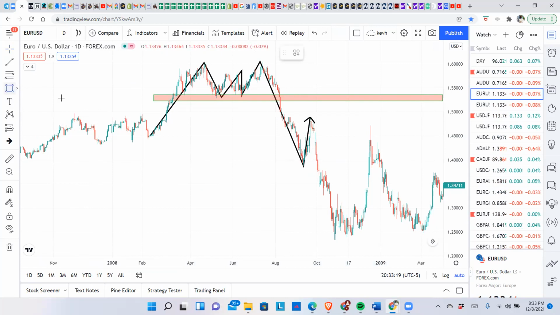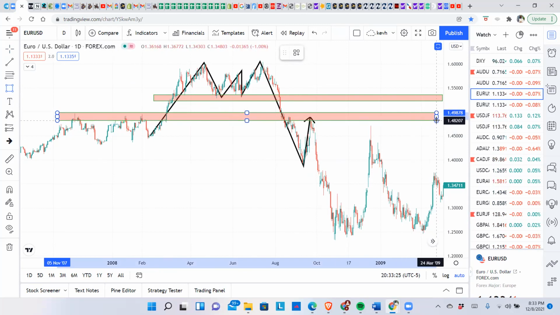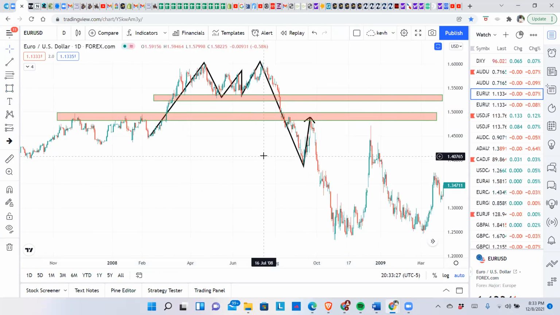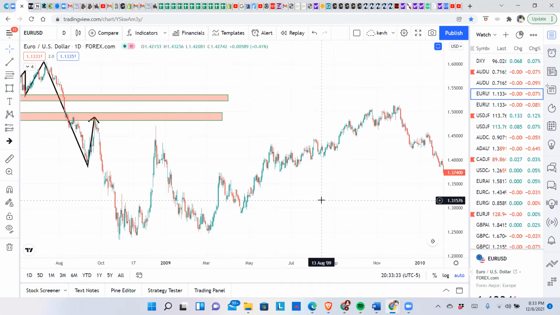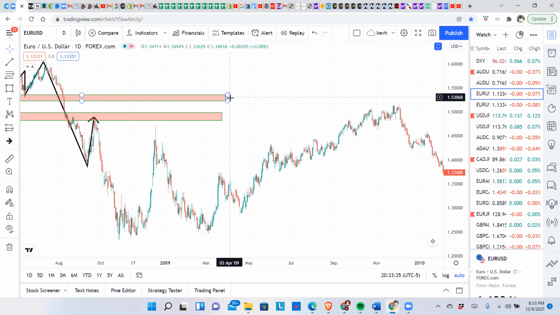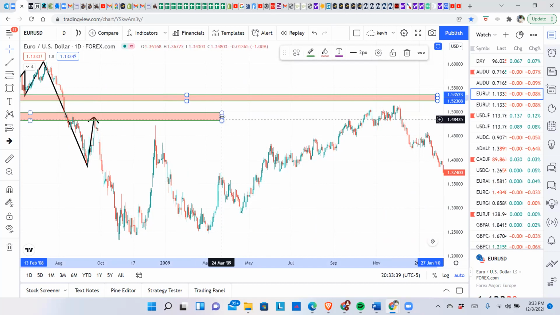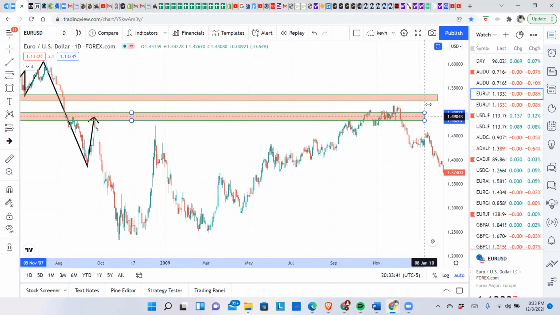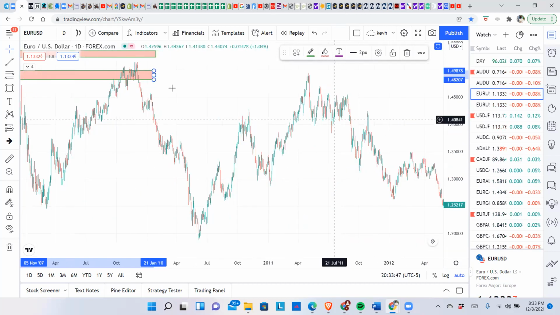Where the market just kind of came back to right here. This is where the market retested and then kept dropping. But I want you to identify this: the market tries to come back to the same areas. See that? The market tries to come back to the same areas down the line, okay?